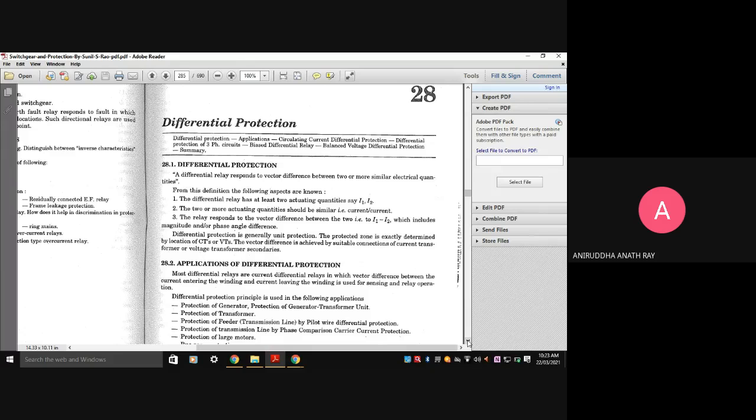As I1 and I2, the two of them should be similar. The two actuating quantities have to be similar. So the differential relay responds to the vector difference between two or more similar electrical quantities.